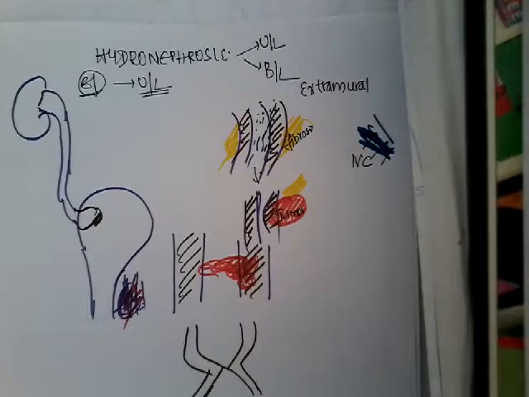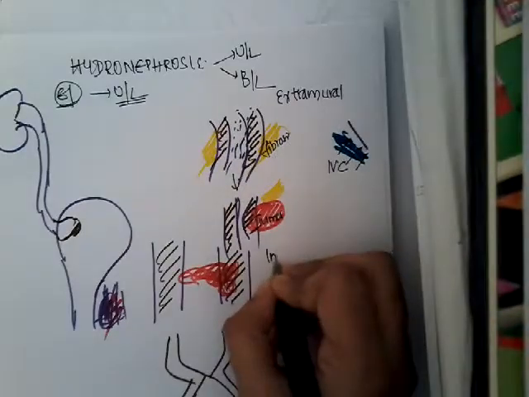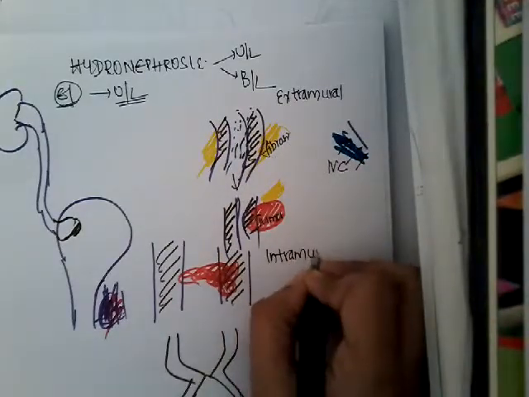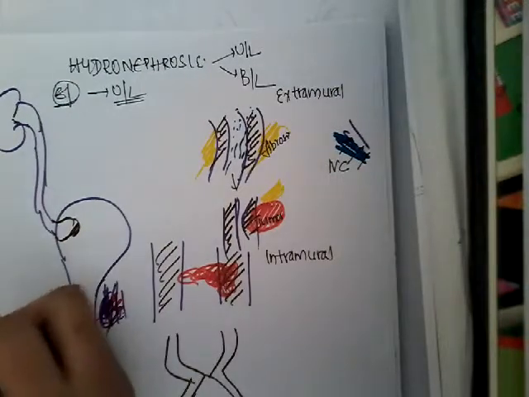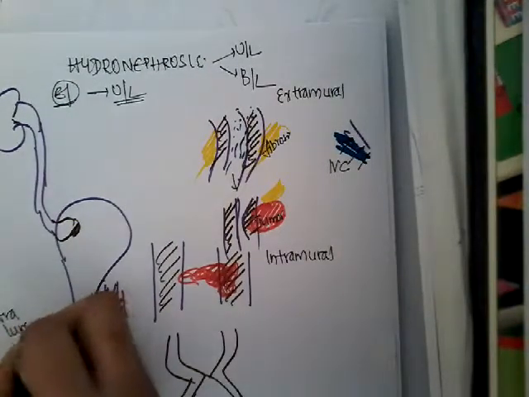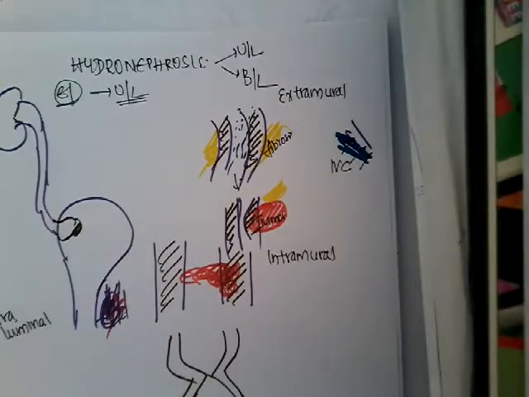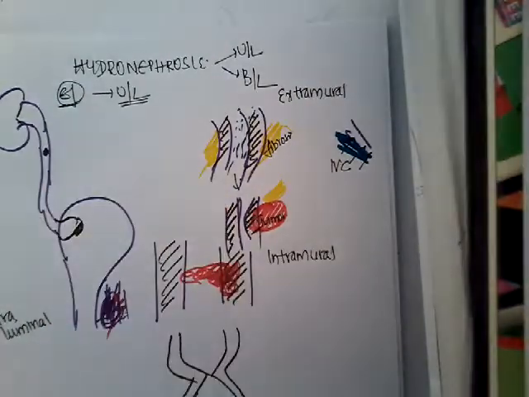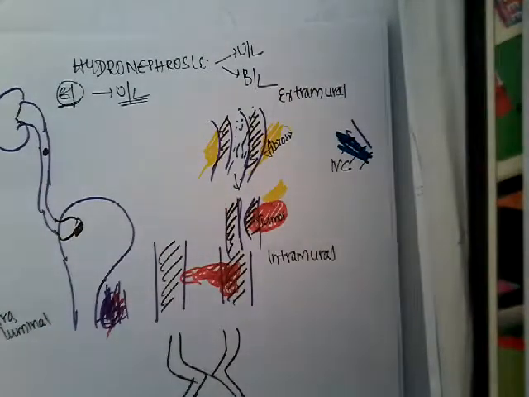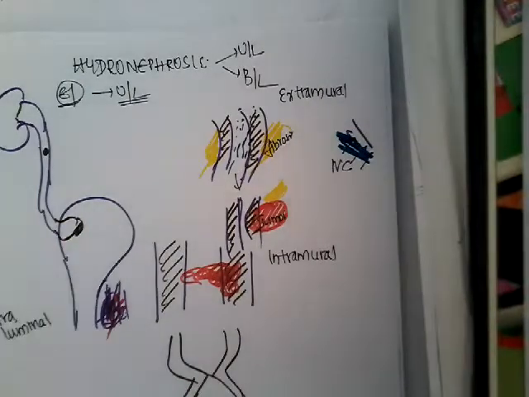Then what about the other type? This is intramural. Then there is one more type which is called intraluminal. That is in the lumen. So whenever there is a stone in the lumen, this can cause intraluminal obstruction, most commonly a stone in the renal pelvis. These are the unilateral causes of hydronephrosis.